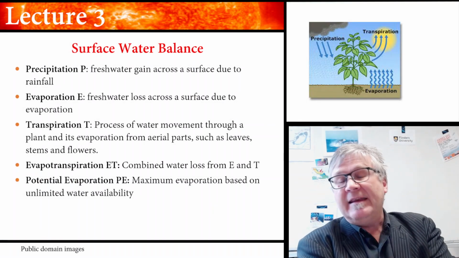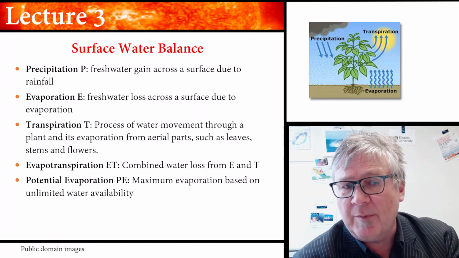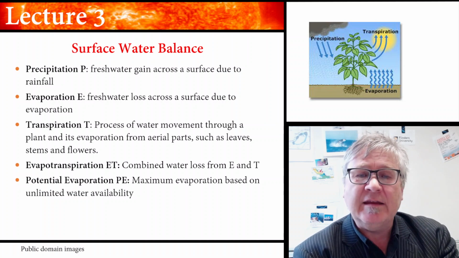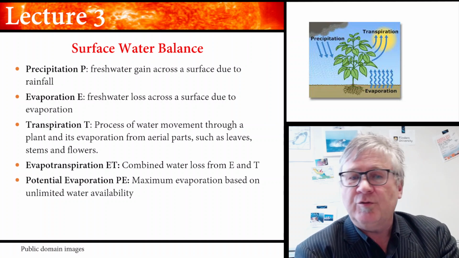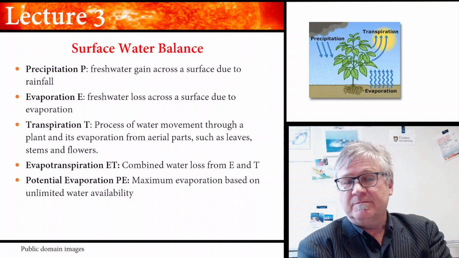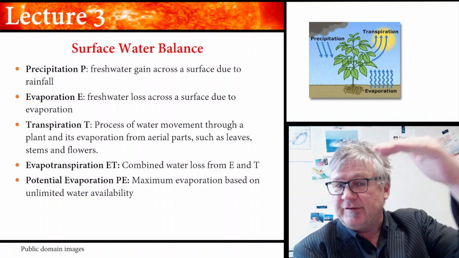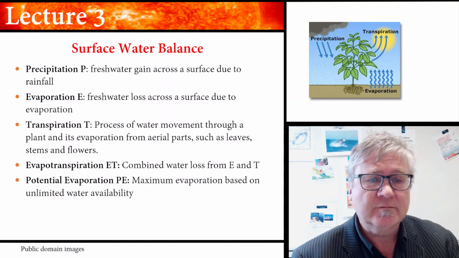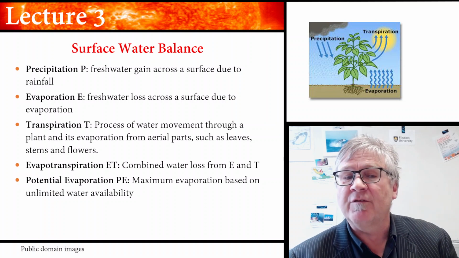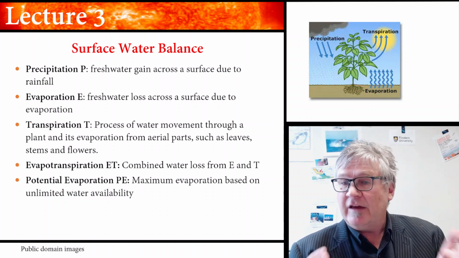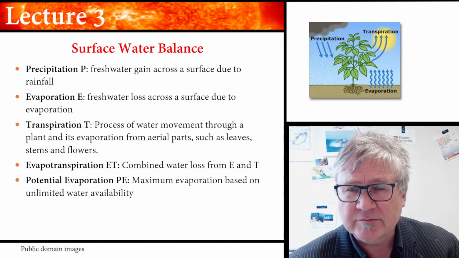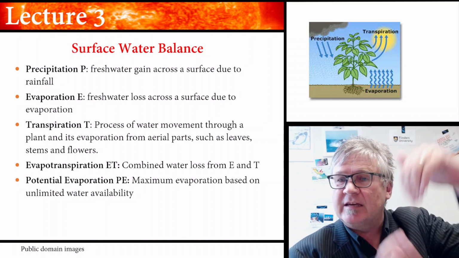So just defining the terms we're talking about. Precipitation is the freshwater gain across the surface due to rainfall. Again, we had that in the climographs. Precipitation is the rainfall that falls. Evaporation is the freshwater loss across the surface due to evaporation. Evaporation can happen at the same time as precipitation. Okay, one is a source, one is a sink of water.